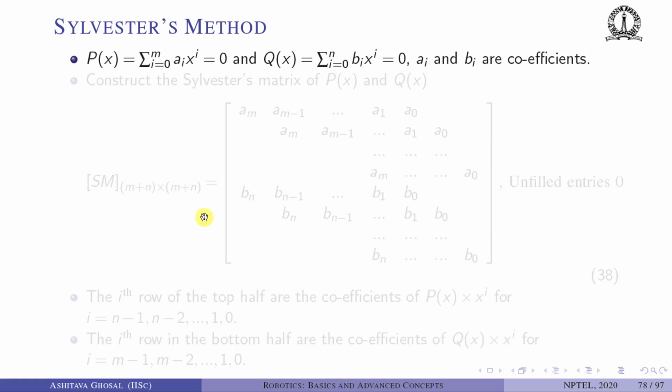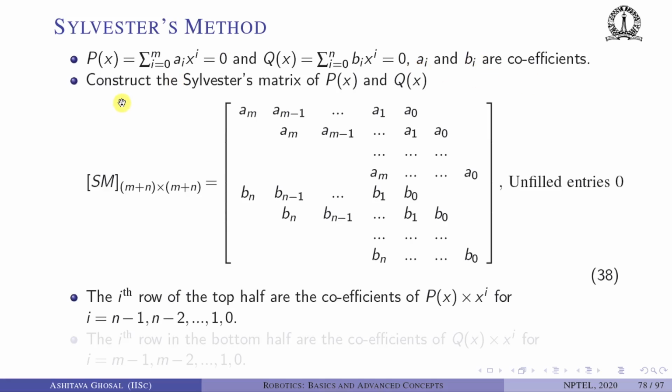So in general, if I am given an mth degree polynomial p of x, which is the sum over i equals 0 to m of a_i x to the power i, and an nth degree polynomial q of x, the sum over i equals 0 to n of b_i x to the power i, where a and b are coefficients, they could be functions of y or constants.